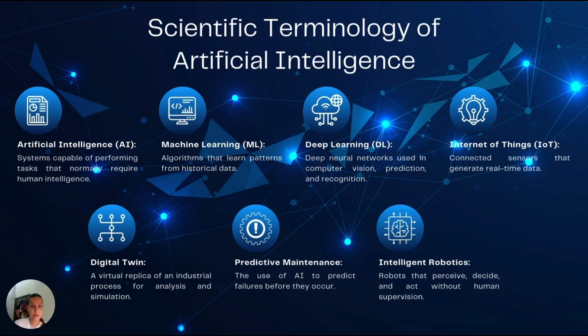Digital twin is a virtual replica of an industrial process for analysis and simulation. Predictive maintenance is the use of artificial intelligence to predict failures before they occur. Intelligent robotics are robots that perceive, decide, and act without human supervision.